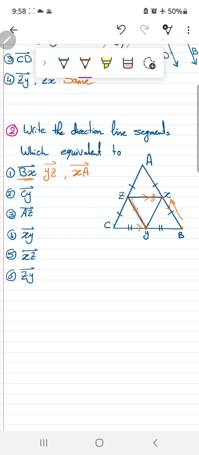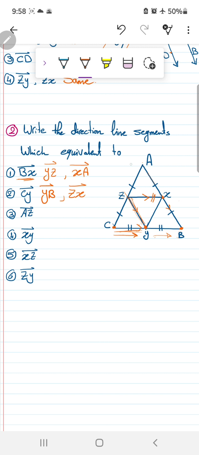Number 2. Here CY. Okay, CY here is the starting point and ending point, and this is the direction. On the same straight line we take YB. YB has the same norm, the same length, and its direction equals the direction of CY. So we have here YB. And here we talk about parallel. CY is parallel to what? ZX, in the same direction, so we start from Z to X. So the vector ZX.